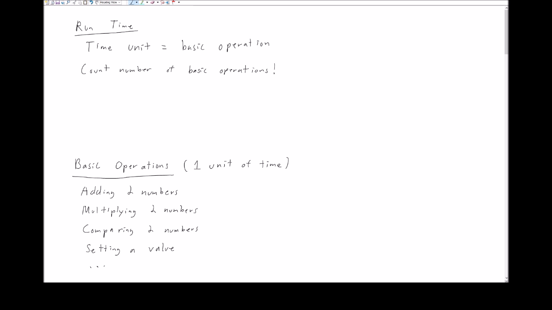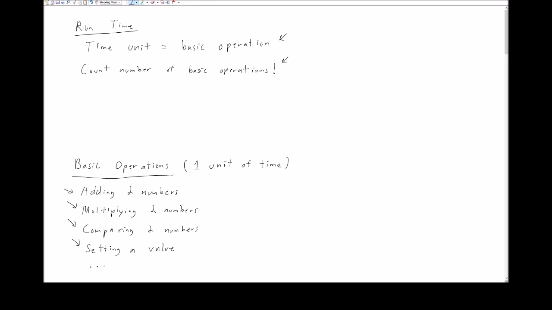To analyze the runtime, first we have to deal with what time is. A time unit is just going to be a basic operation. To count or to analyze the runtime of an algorithm, what we're going to do is just count the number of basic operations. Basic operations really fall into 3 or 4 different categories. We're either going to add numbers, multiply numbers, compare numbers, or set a value. There could potentially be other basic operations, but these are really all we're going to deal with. In some settings, we'll define exactly what a basic operation is. For example, a basic operation could be solving a linear program.